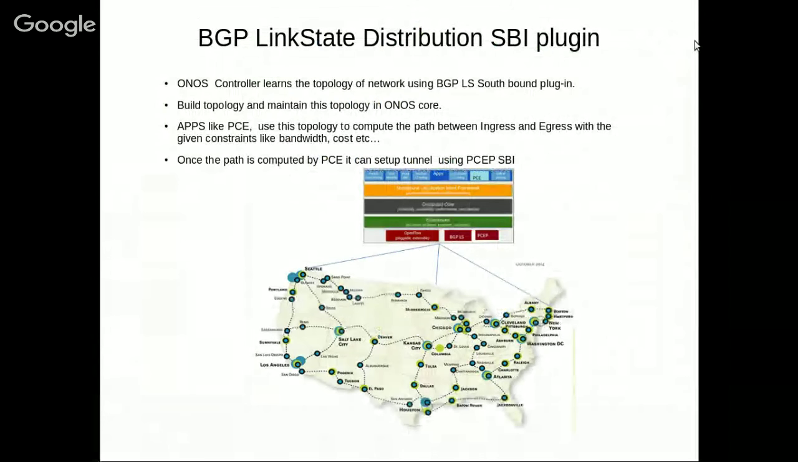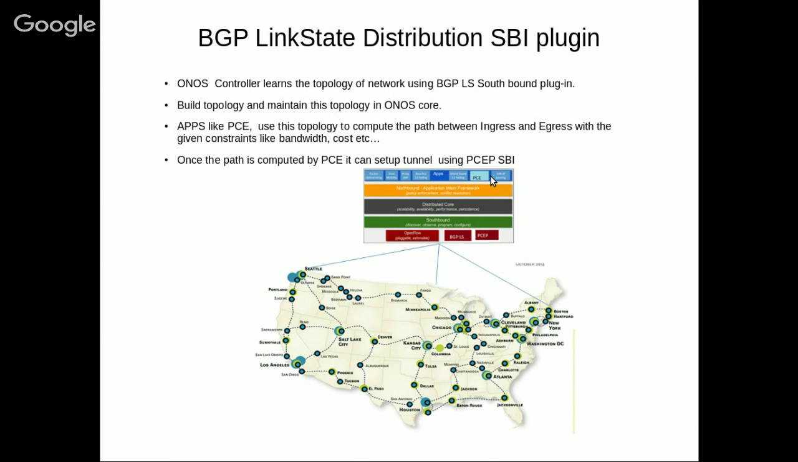Good morning, everyone. This is about our use case, the BGP link state distribution SPI plugin, which we have been adding in our release as a southbound. With BGP-LS protocol, we'll be learning the link state topology information as well as the TE parameters from the underlying network. Using this information, we'll be building the topology into the distributed core of ONOS.